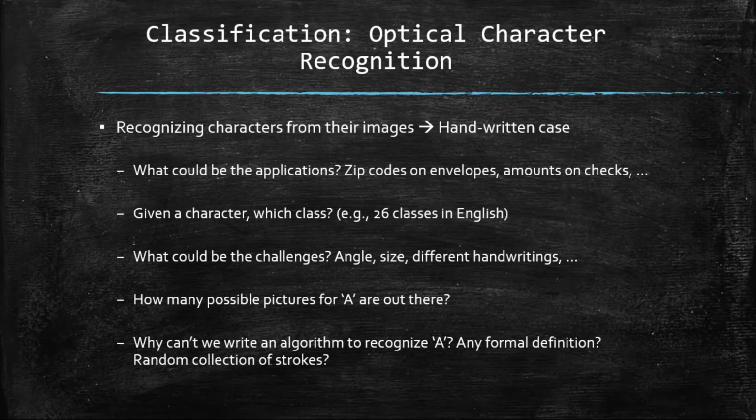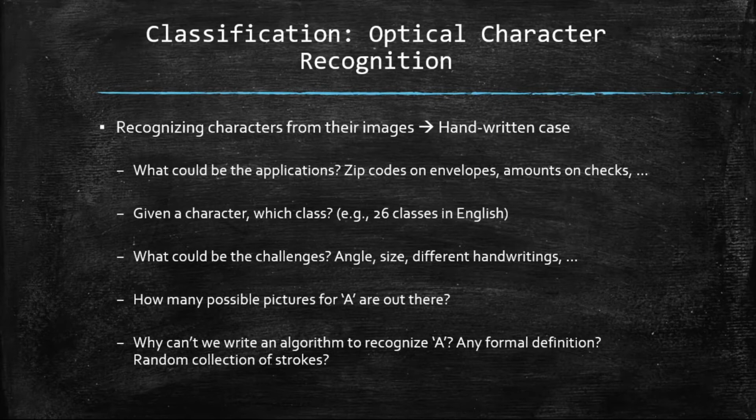So what could be the applications for that? You can have a machine that can read zip codes on envelopes. It can read amounts on checks. Especially for the second one, you want to be really careful so that your machine could do it perfectly. Now, the whole task is, given a character, which class does it belong to? For instance, in English, you have 26 classes because you have 26 letters in your alphabet, right? So if we exclude numbers for simplicity, given a character, you'd like to figure out whether it's an A, a B, a C, or all the way to a Z, right?